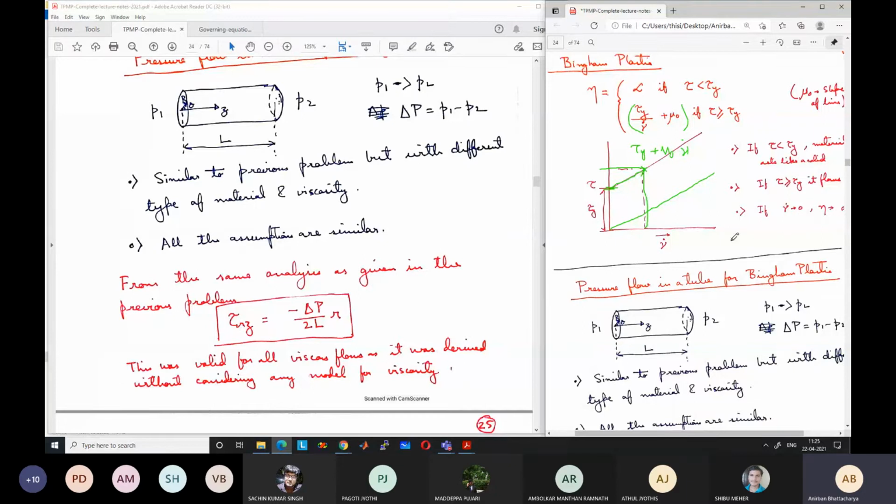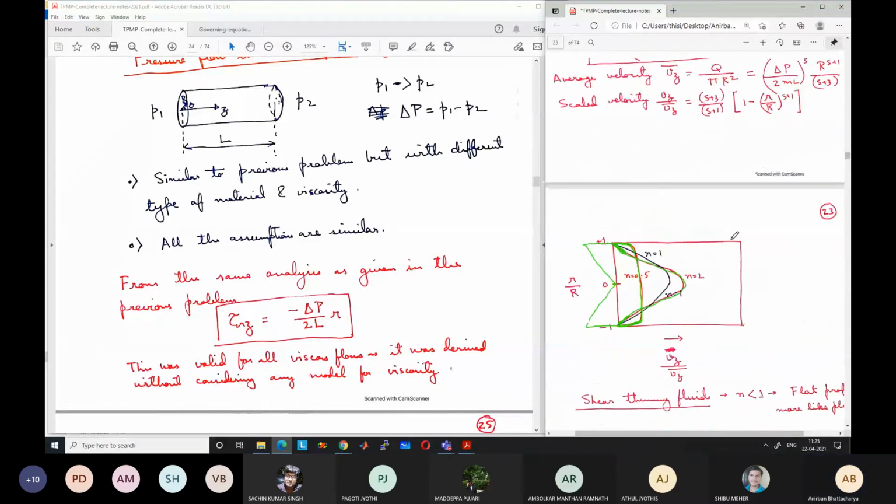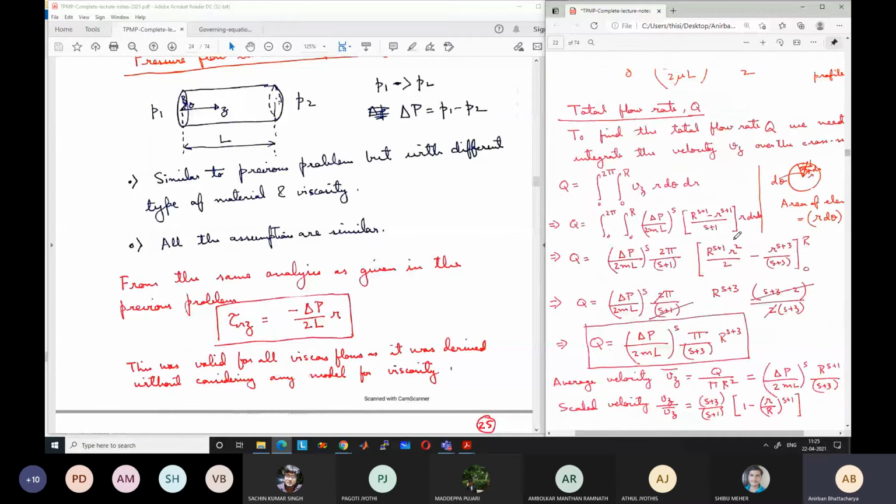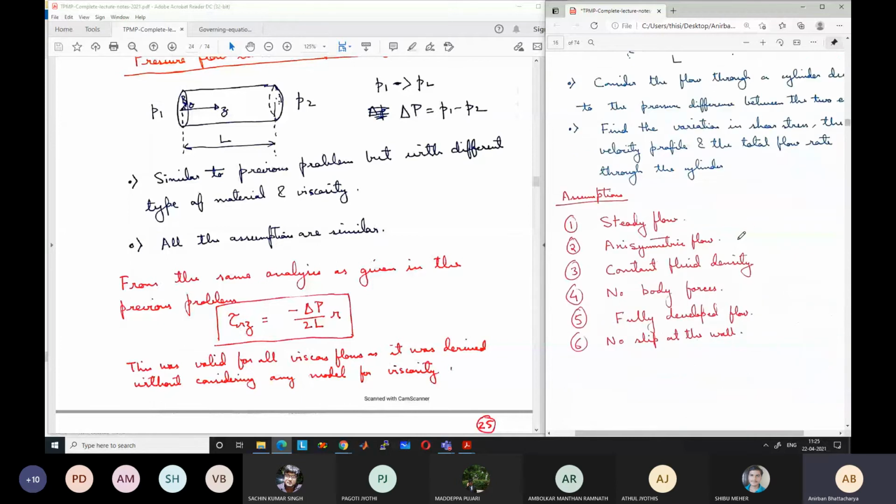What were these assumptions? I will not go into details because we have already discussed them, but I will just state them once. We have steady flow, which means no variation with time, and axisymmetric flow, that is no variation with theta. Constant fluid density, so density remains the same. No body forces, so no gravity or other forces. Fully developed flow, so no variation with the z direction, and no slip at the wall, so velocity was 0 at the wall.